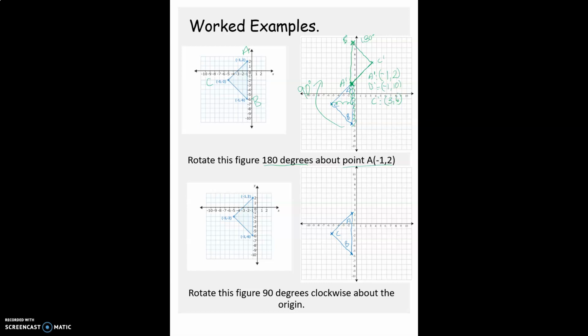The second question here asks us to rotate a figure 90 degrees clockwise about the origin. So we're rotating about this point here. One way you can think about this is if you were to put a pin in this position and then literally rotate the shape 90 degrees, you would notice that this shape would move in a clockwise direction, would move this way, and it should be facing in this direction.